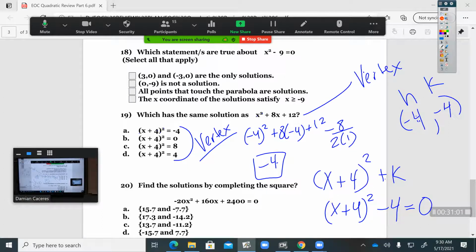Now, all the answer choices have this number on the right side. So I got to move that minus 4. If I move minus 4, what does it become on this side? Positive 4. So which one's my answer? D.